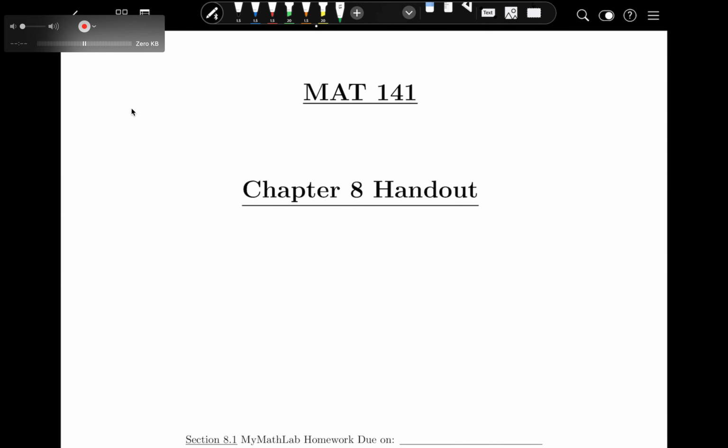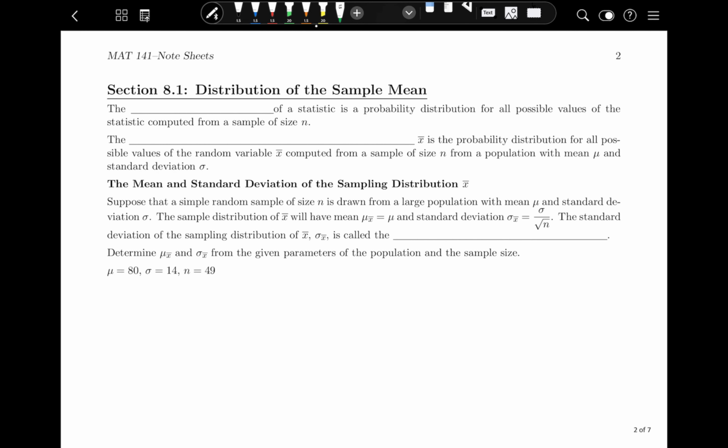So if you go ahead and take out your chapter 8 handouts if you want to follow along, or you can just take notes on paper and pencil. But remember, with all these videos, we should be taking notes just like we were in class. And we can find these handouts either in our Blackboard course or on my Math Lab course, depending on your course setup. And we're going to start looking at section 8.1, the distribution of the sample mean.